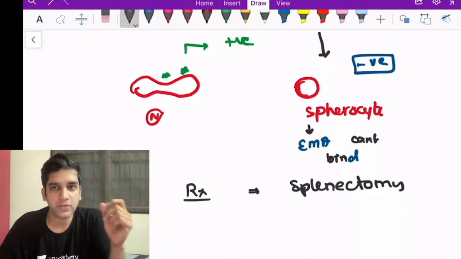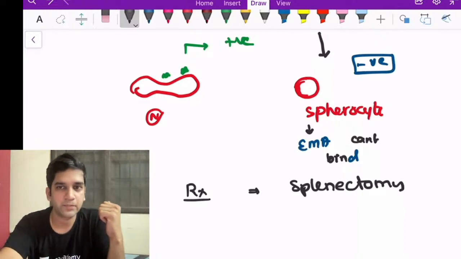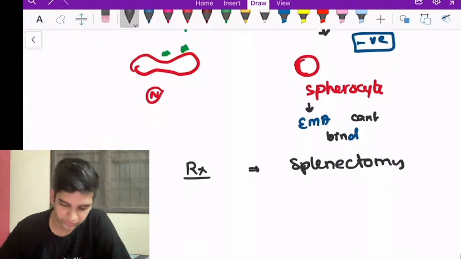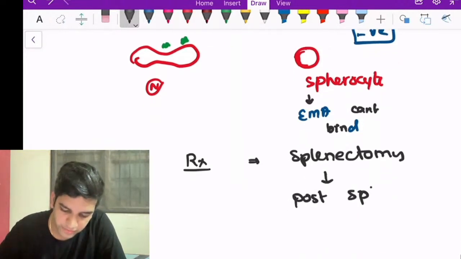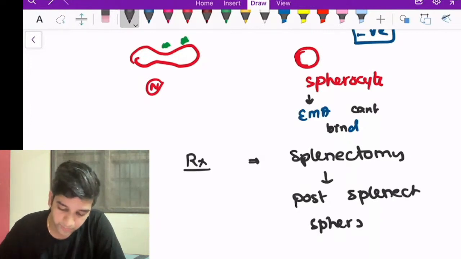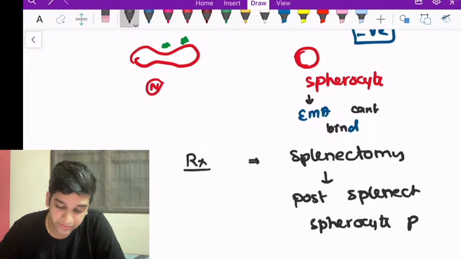The spherocytes in the peripheral smear, will they persist or disappear? Perfect, they will persist, right? So post splenectomy, I'm removing the spleen. Post splenectomy, the spherocytes are going to persist. They don't disappear, they persist.